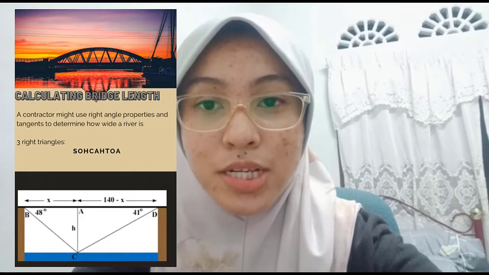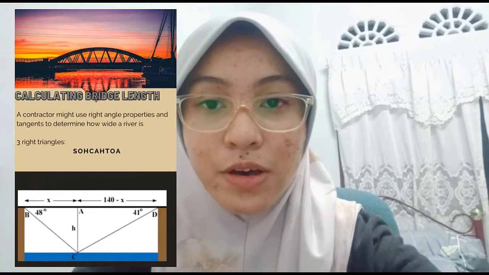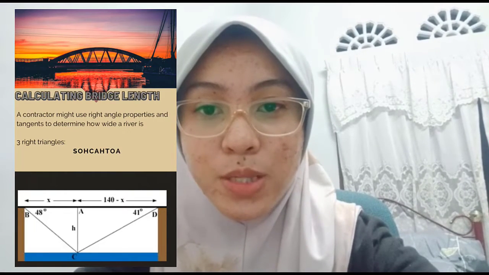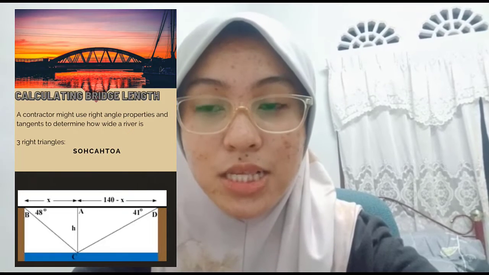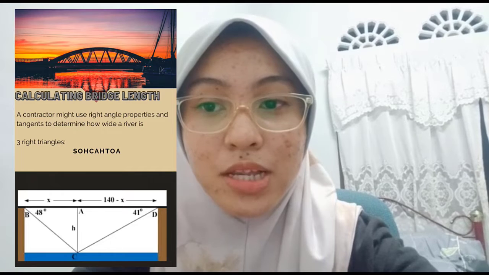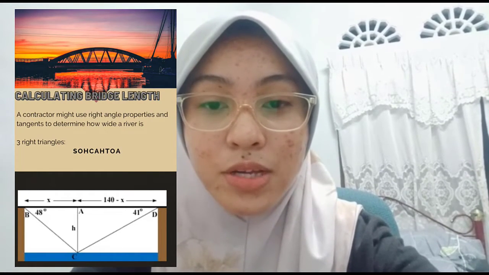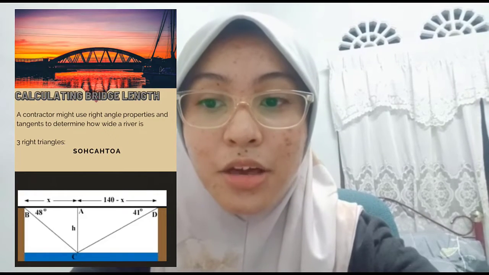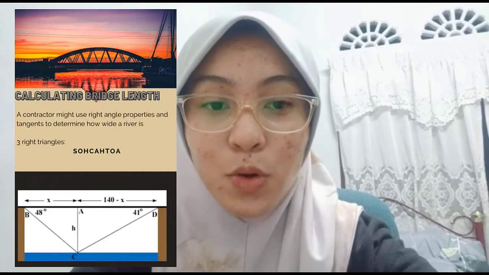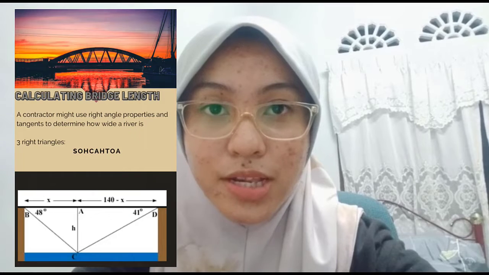So, in a construction project, trigonometry is essential for determining just how long a bridge needs to be. A contractor might use right angle properties and tangents to determine how wide a river is, which directly determines the length of the bridge. As you can see in the figures, in calculating bridge length, the contractor has to use three right triangle formulas, which is SOH CAH TOA, to find x. X is the length of the bridge.